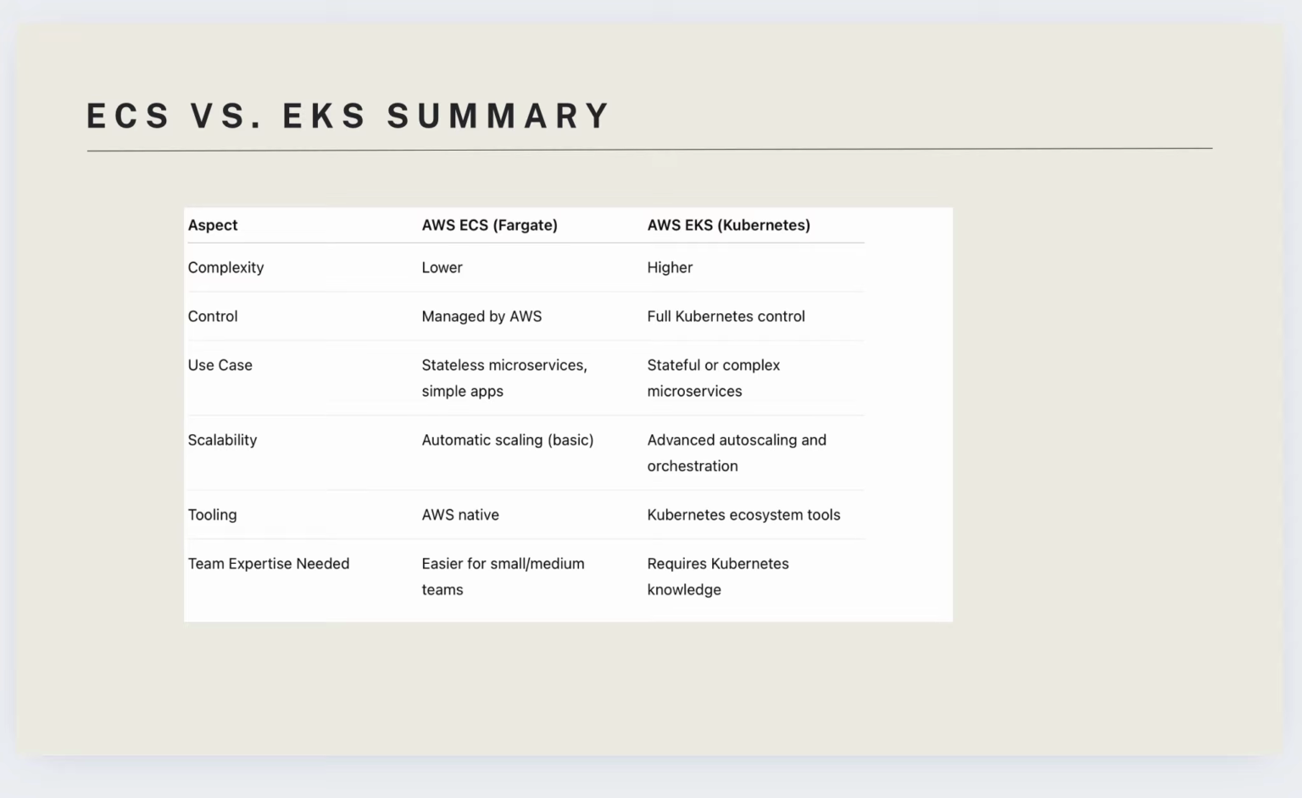I hope this helped clarify the differences between ECS and EKS and gave you a better idea of how incoming requests flow through the ALB and are routed based on service needs.